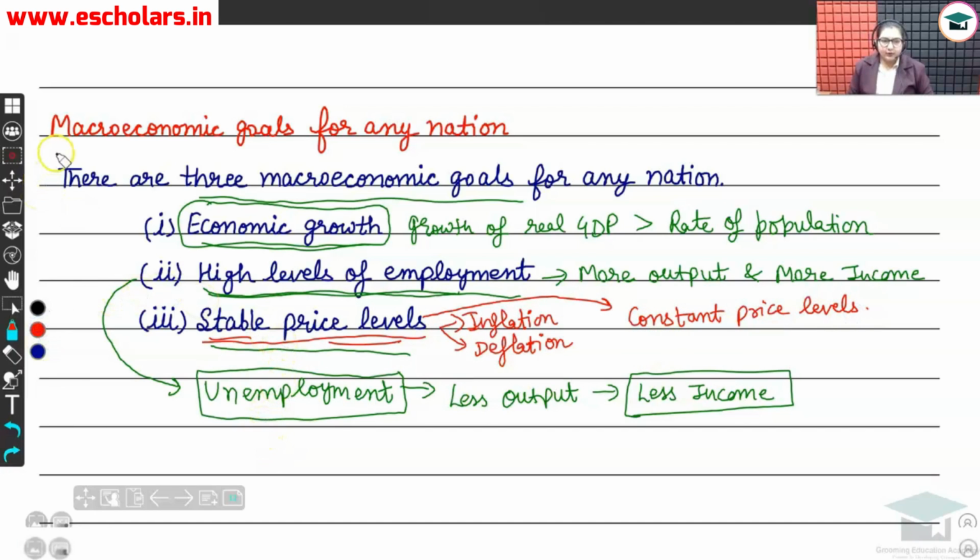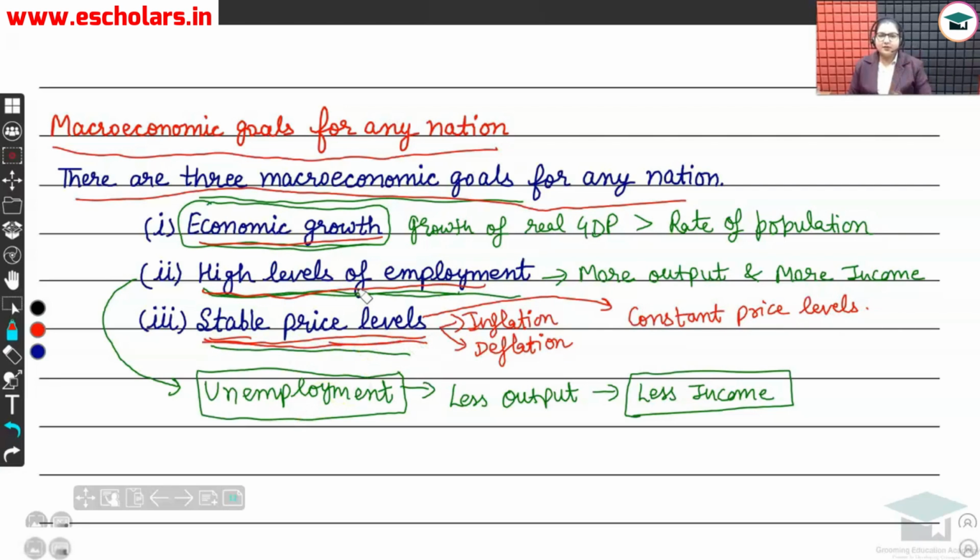Okay, so let's recall it till now. There are three macroeconomic goals for any nation, and those are economic growth, high levels of employment, and stable price levels. Now students, here we need to note that the macroeconomic goals for any nation can be achieved with the proper functioning of the government in that particular nation. In a nation where the government is not intervening in the functioning of the economy, that economy will not be able to attain these macroeconomic goals.